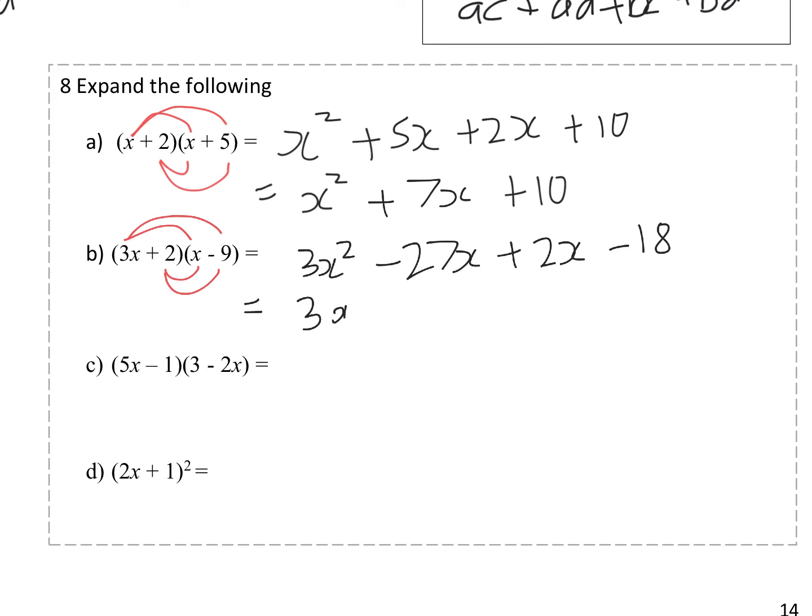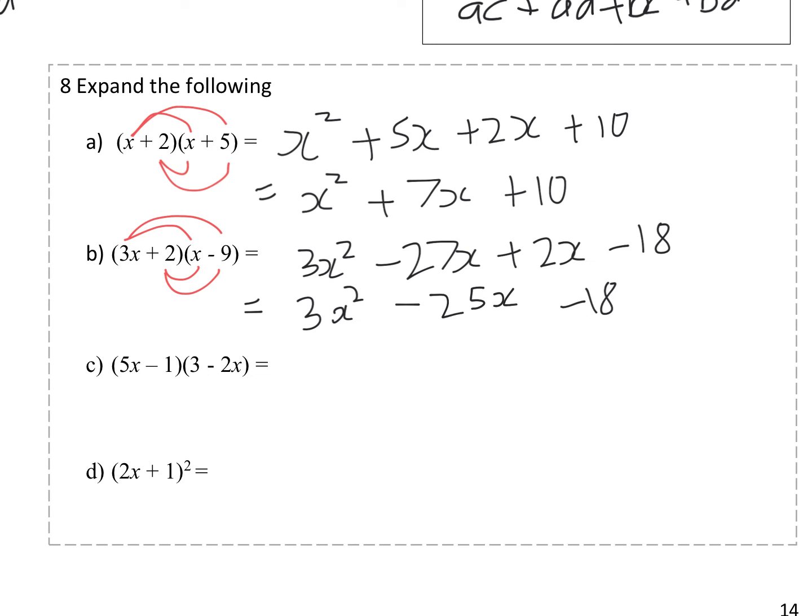Then we simplify that. The x squared and the number will stay the same, but we can simplify minus 27x plus 2x. If you're not sure on your negative numbers, imagine the temperature being minus 27 degrees and it's going up. You're adding 2 degrees to the temperature. That'll give you minus 25. So that's minus 25x.